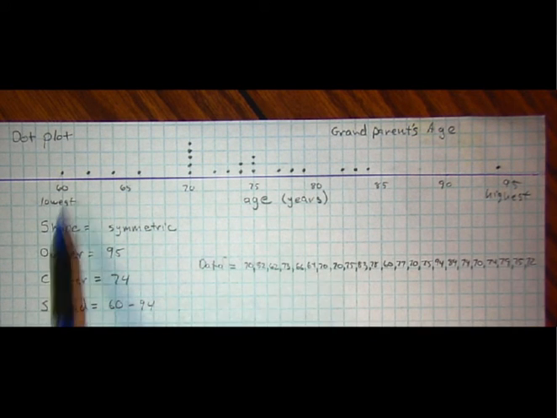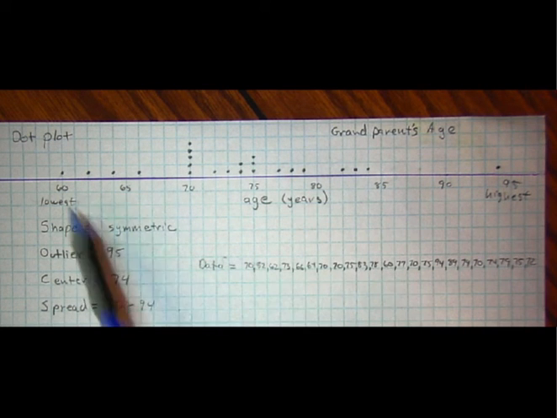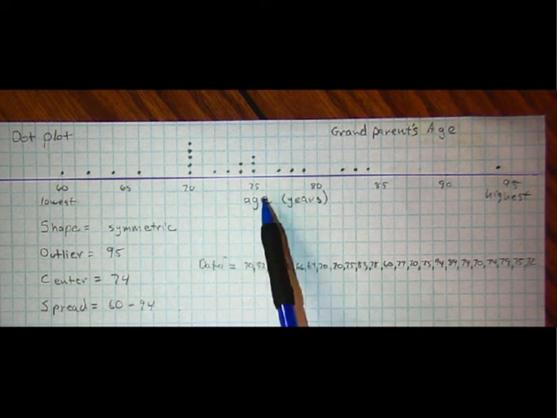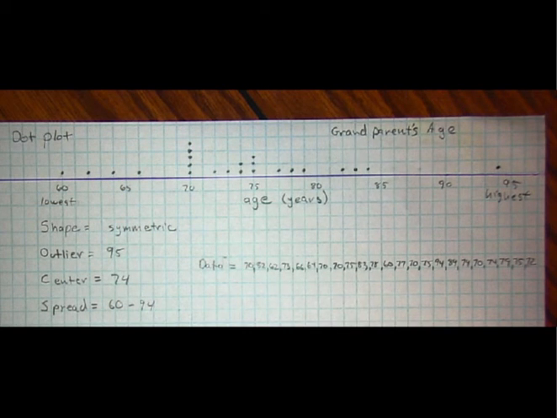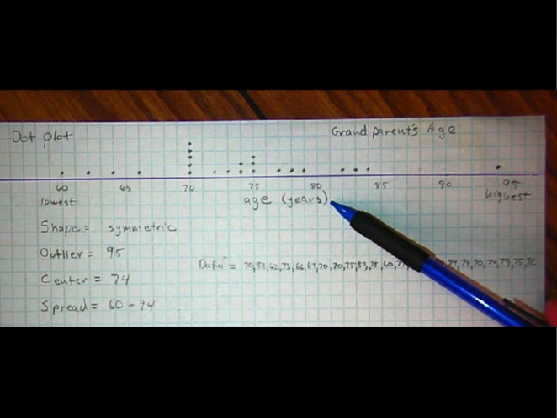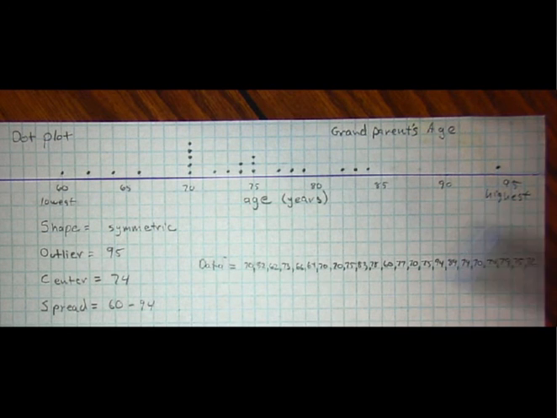In this case, my smallest value was 60 and my largest value was 94. So I went from 60 to 95, making sure that all my data is evenly spread. In this case, each one of my lines represents 1 year of age. Notice in this I have the number line labeled with age and number of years. I have the display labeled with grandparents' age. Then we went through and you just put a dot above each one.